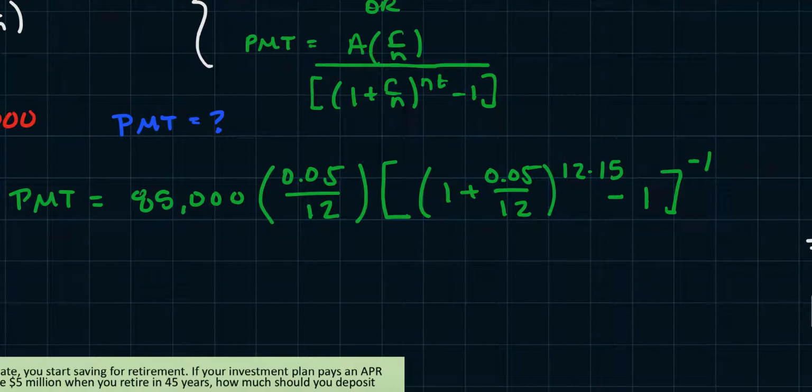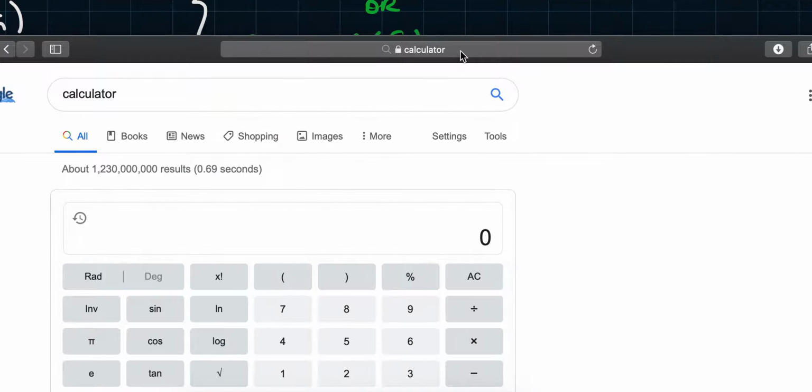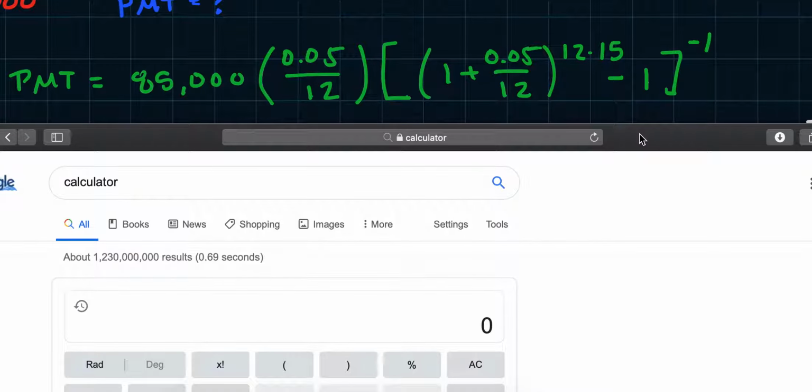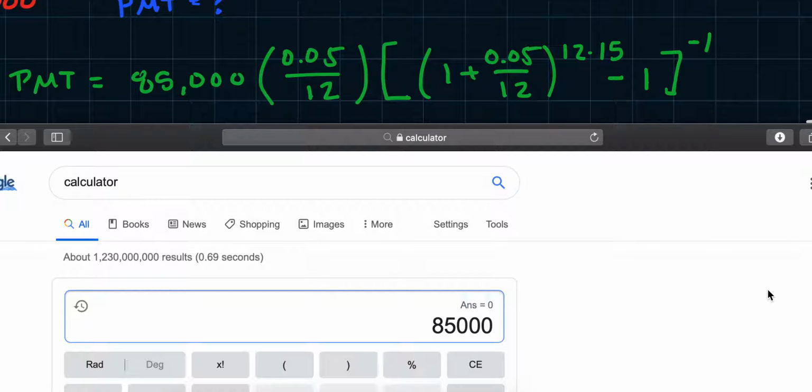Let's put that in our calculator. So I'm going to try to put it in just like I see it. 85,000. Now, I think I mentioned this in the last video, but these are just fancy parentheses, so you can tell the difference between the different parentheses. We only have one type of parentheses in this calculator, so I'm just going to double that up.